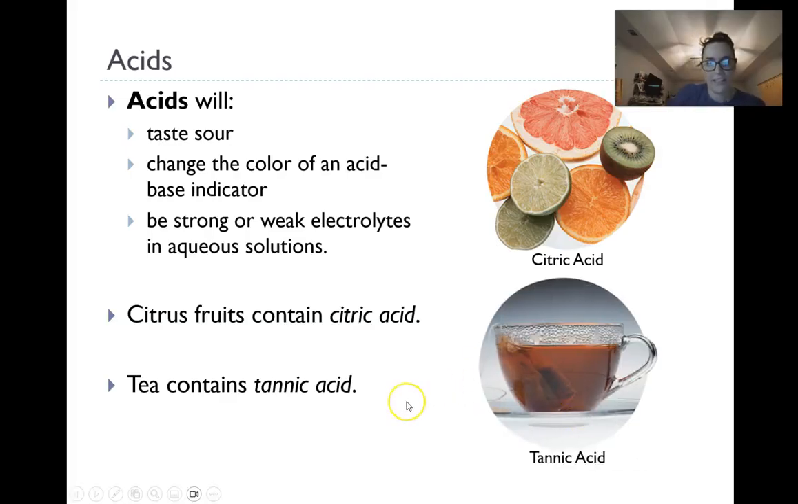Here's the tannic acid in tea. The tannins are what give tea its characteristic flavor.